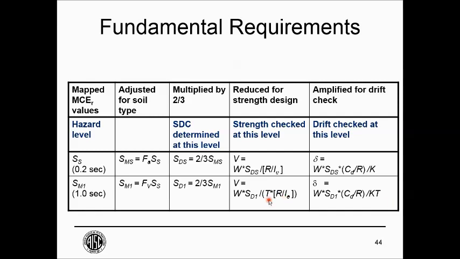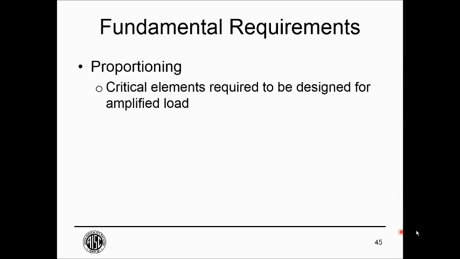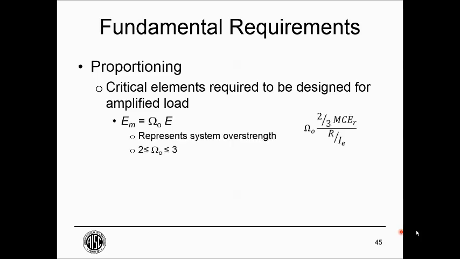All right, there are some proportioning requirements even in ASCE 7. Critical elements are required to be designed for an amplified load. That's using the overstrength factor omega sub O. So we have this defined E sub M, which is a part of a seismic load, which is omega sub O times the earthquake load effect. That omega sub O varies by system. It can be as low as 2 or as high as 3. I guess it's not that much of a range.